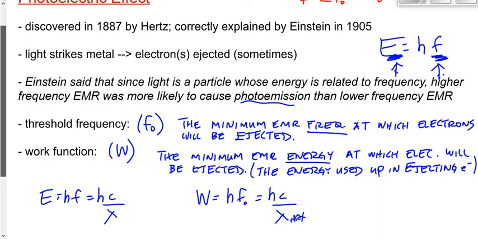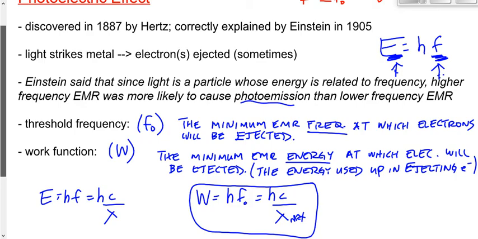Why is it maximum wavelength? HC over lambda max. As frequency goes down, wavelength goes up. You need to be above a certain frequency, but you need to be below a certain wavelength, because frequency and wavelength are inversely related to each other.